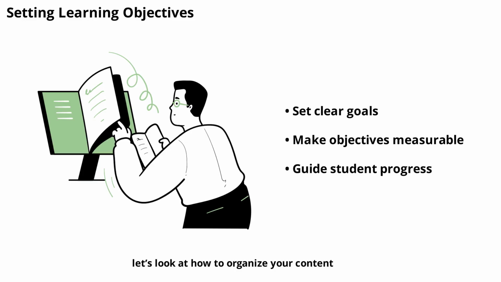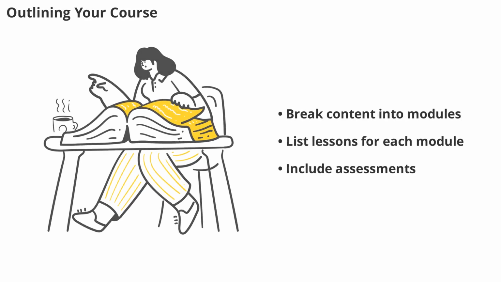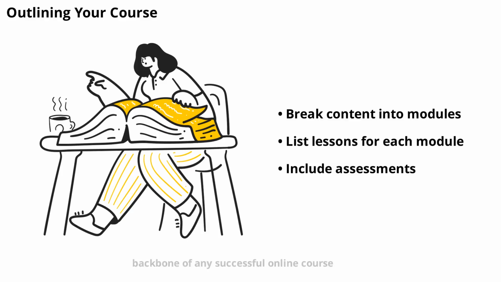Next, let's look at how to organize your content. A well-structured outline is the backbone of any successful online course. Begin by breaking your topic into main modules or sections. Each module should focus on a specific theme or skill. Within each module, list the individual lessons or topics you'll cover. This approach helps you organize your ideas and ensures a logical flow. Don't forget to include assessments, activities, or quizzes to reinforce learning. With your outline in place, you're ready to start developing your course materials.